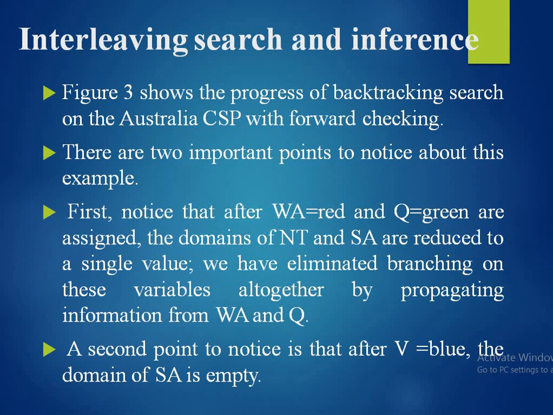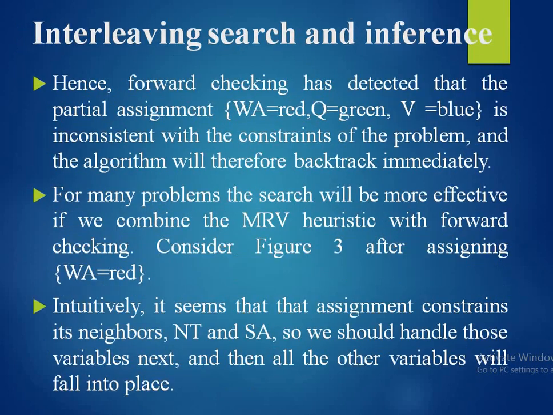A second point to notice is that after V is equal to blue, the domain of SA is empty. Hence, forward checking has detected that the partial assignment WA is equal to red, Q is equal to green and V is equal to blue is inconsistent with the constraints of the problem, and the algorithm will therefore backtrack immediately.